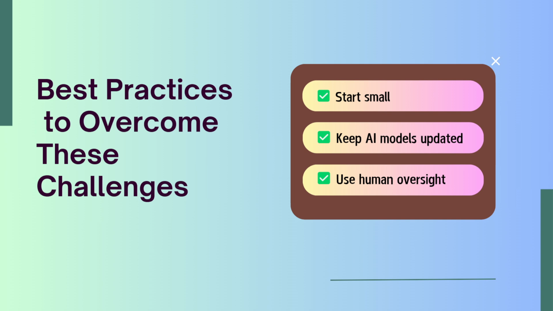Best practices to overcome these challenges. First is start small. Implement AI in a specific area first, then after that you can move ahead and increase it, or enhance it. Keep the AI model updated with new test data, and also use human oversight to validate AI-generated report results.